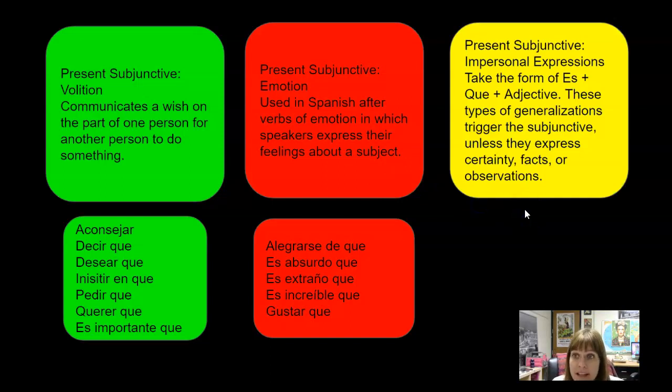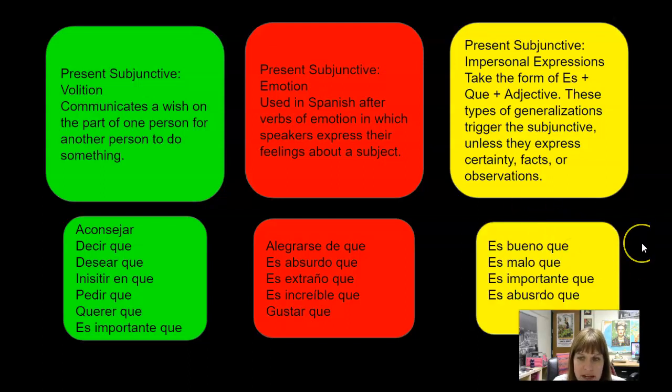One we're working on today is your impersonal expressions, and they take the form of S plus K plus adjective. These types of generalizations trigger the subjunctive unless they express certainty, facts, or observations. So that's what we're going to get into today, and usually see it with es bueno que, es malo que, es importante que, es absurdo que. And many of these can cross over into present subjunctive emotion, volition, or impersonal expressions. I just really wanted to break down for you the ones that we have gone over already.